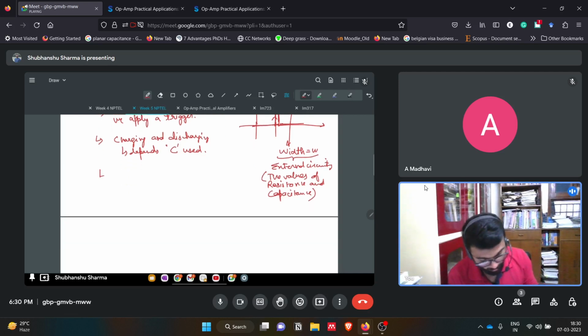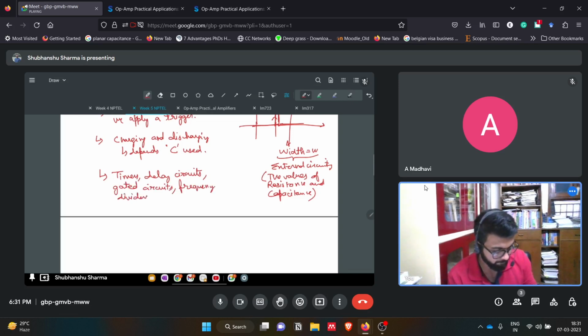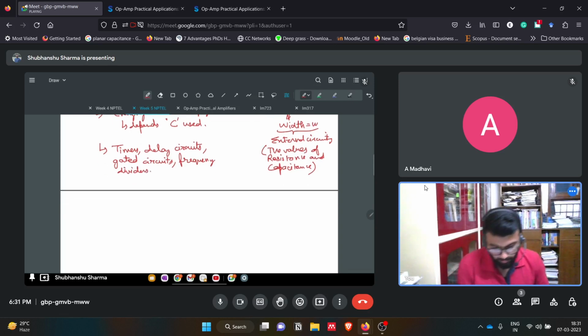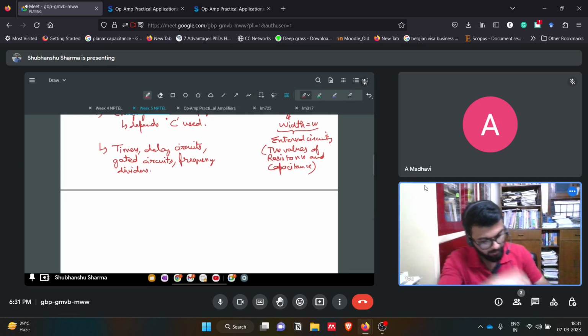And then if we talk about applications, these are being used in timers, delay circuits, gated circuits also, and frequency dividers. It has many more applications also, but we'll look into the working of this monostable multivibrator. So, working.